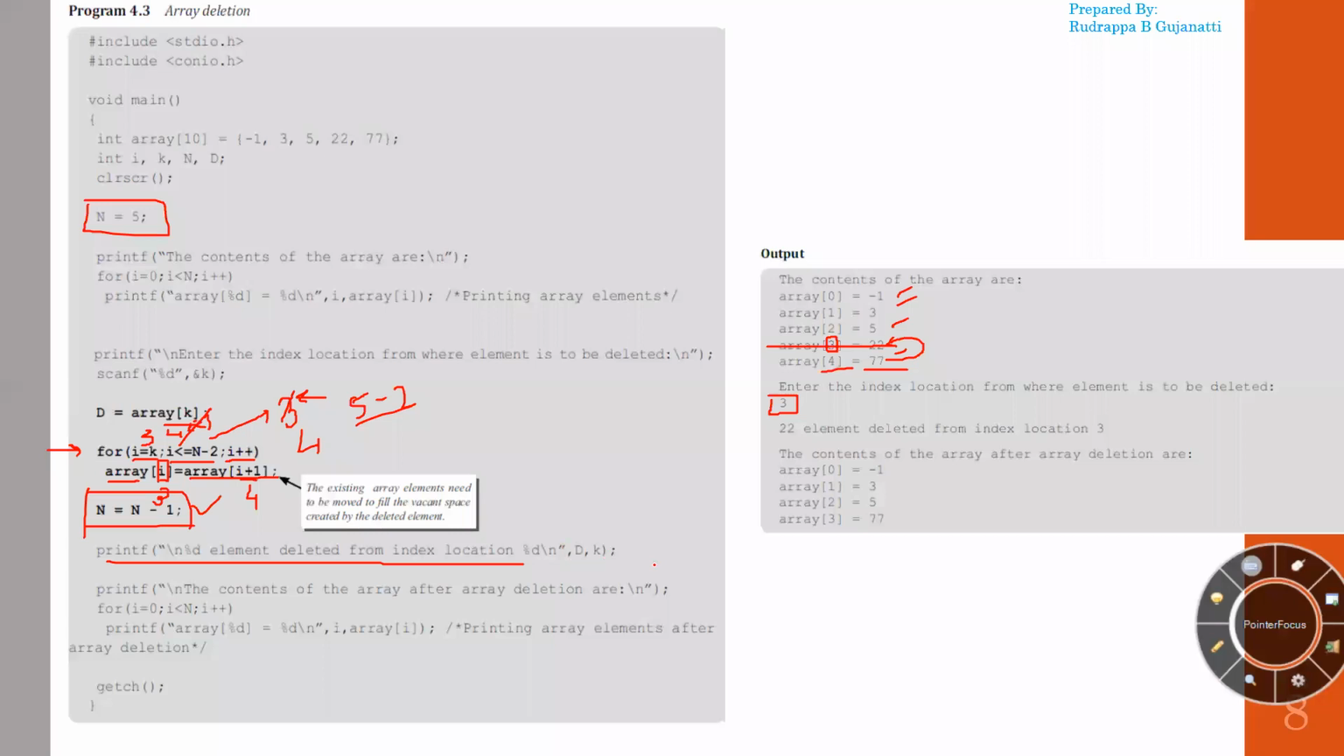Now here, if you just observe, again what we are doing is, we are printing this parameter.